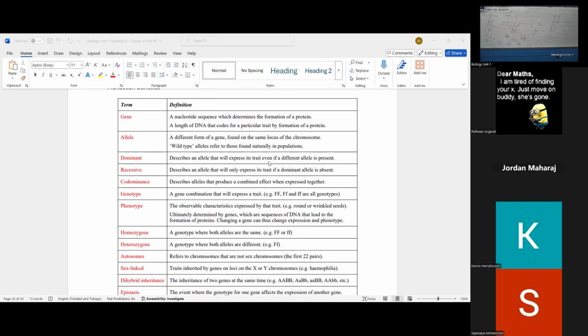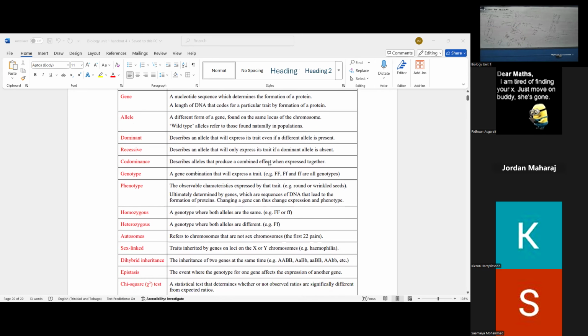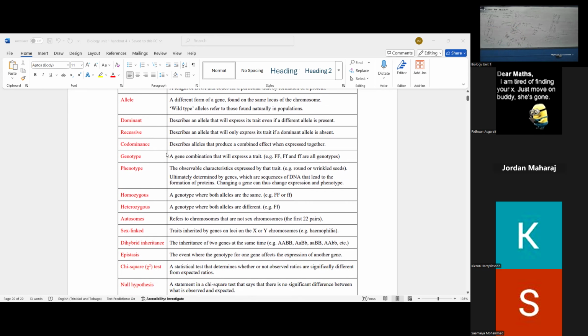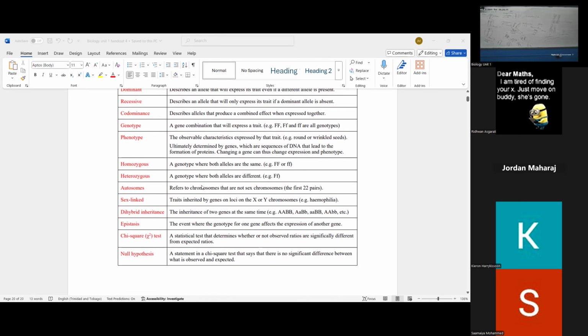The other terms we're going to get to as we go through the topic. Genotype is the genetic combination. Your genotype is not visible. Your phenotype is the observable characteristics that your genotype codes for. So your genotype might be capital B, little b, but the phenotype for that would be hair color, eye color, anything like that. Any physical observable characteristics.